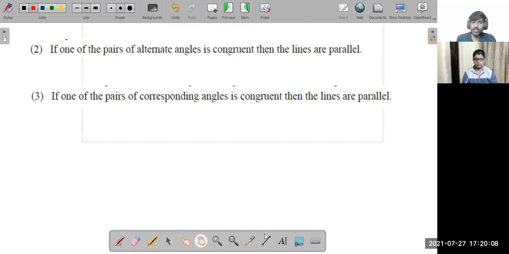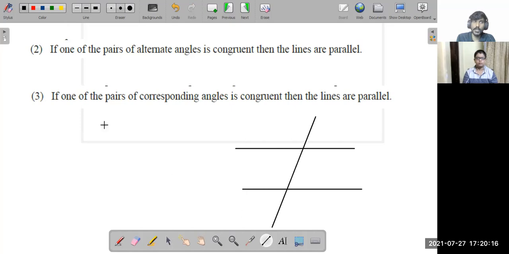Do you remember what corresponding angles are? Yes. Yes, sir. So if any one pair of corresponding angles are equal, any one, either this one and this one, or this one and this one, any one should be congruent to each other. So if any one pair of corresponding angles are congruent, no need to check for all, any one, then directly you say the lines are parallel to each other.